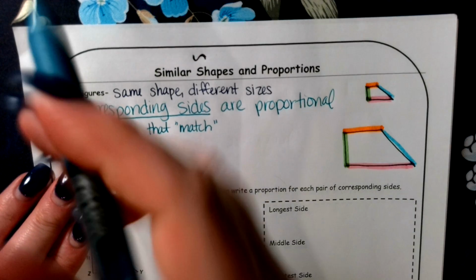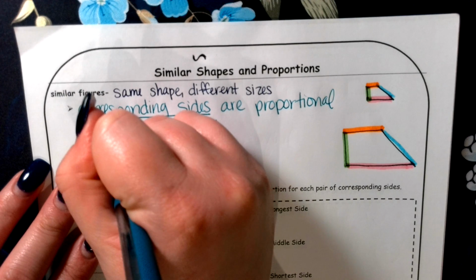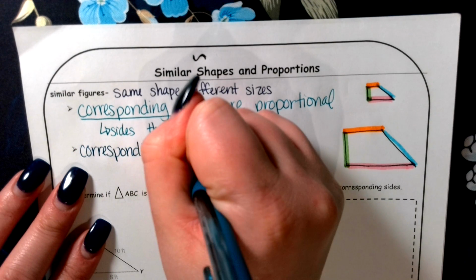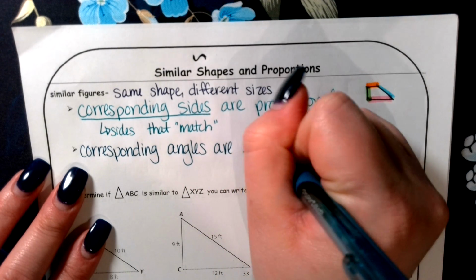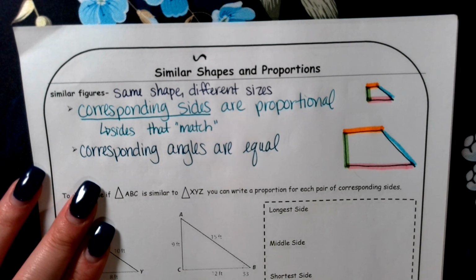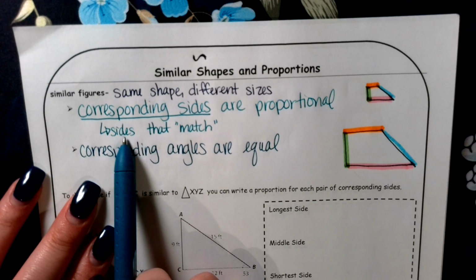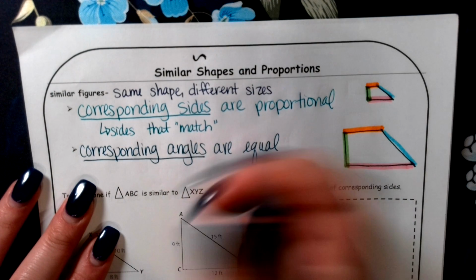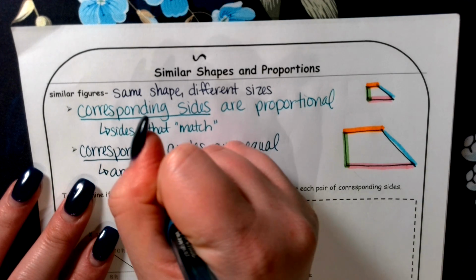And then we also need to remember that corresponding angles are equal. Corresponding sides, or corresponding angles, excuse me. Corresponding sides, those were the sides that match. So corresponding angles then are going to be the angles that match.